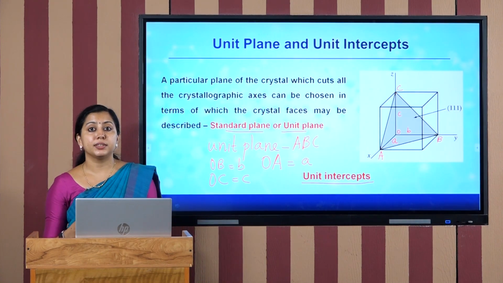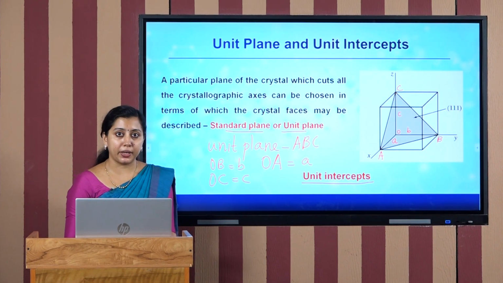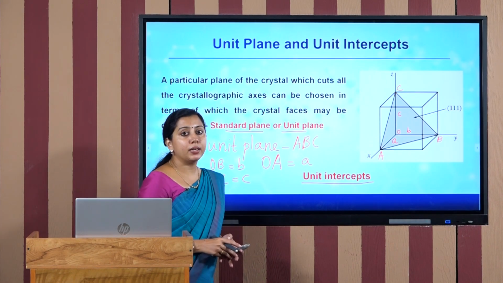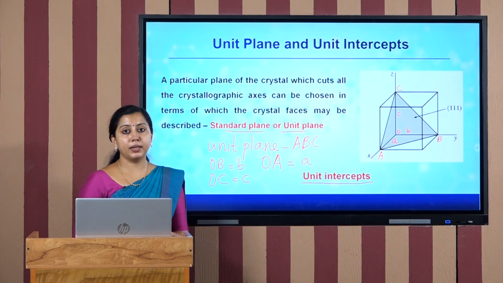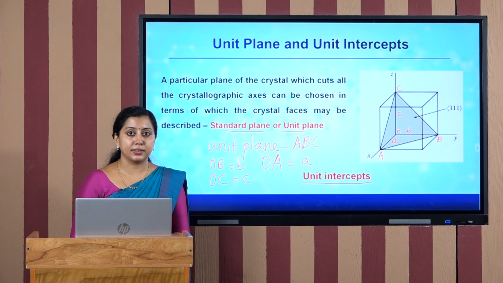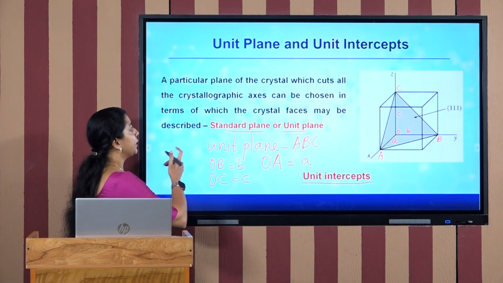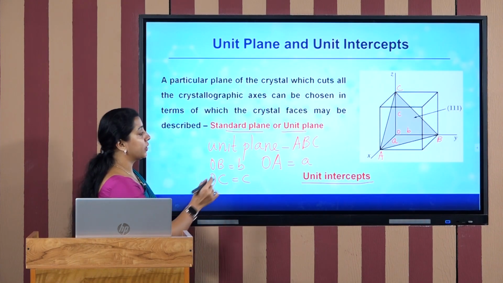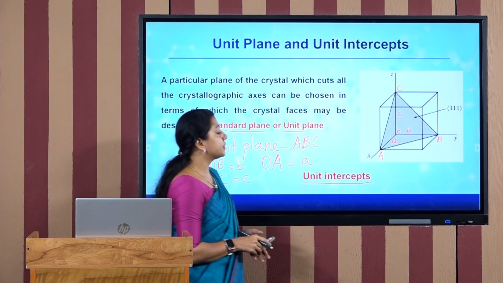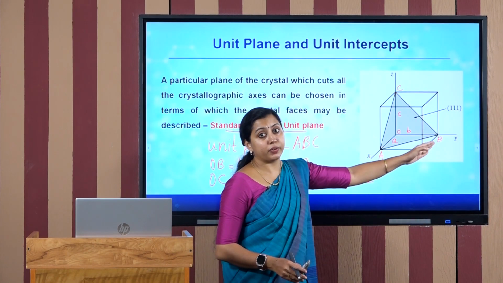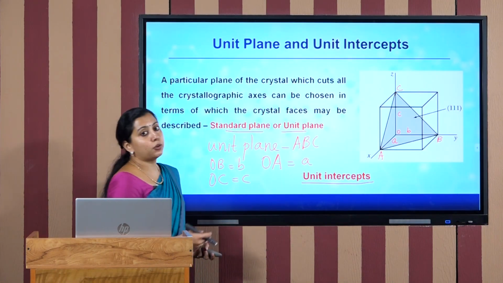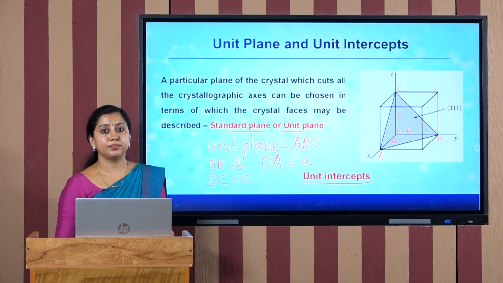Okay. So, we have seen what is meant by a unit plane and what are unit intercepts. A unit plane is also known as a standard plane, and it is a particular plane which cuts all the crystallographic axis. Okay. And that is described in terms of the unit intercepts. And what are unit intercepts? It is the distance from the origin at which the plane cuts the crystallographic axis, and they are generally denoted as a, b and c.